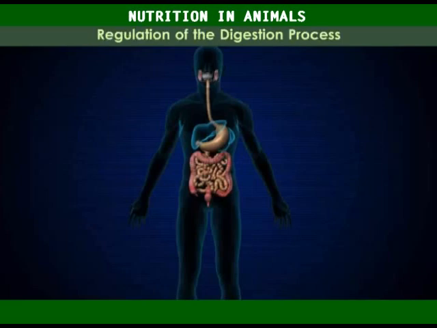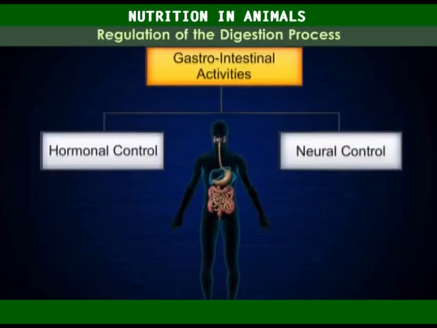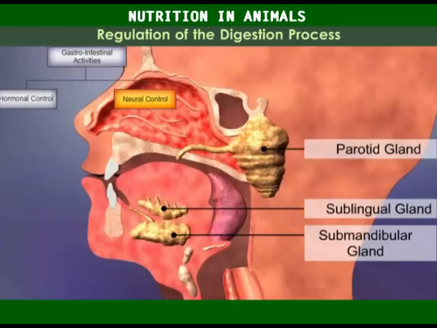For proper coordination of different parts of the gastrointestinal tract, its activities are under hormonal and neural control. For instance, the sight, smell or thought of food leads to saliva secretion in the mouth.